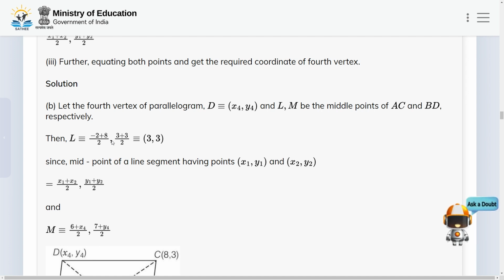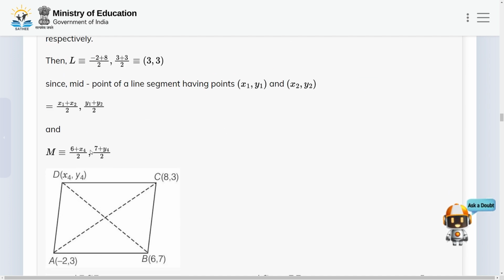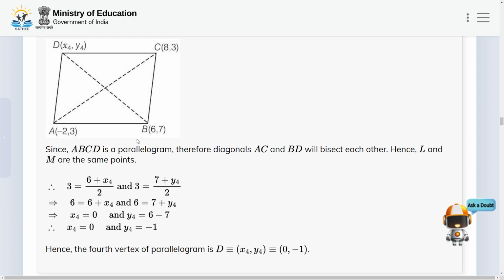And since the midpoint of a line segment having points x1 comma y1 and x2 comma y2 is equal to (x1 plus x2) by 2 comma (y1 plus y2) by 2, M is equal to (6 plus x4) by 2 comma (7 plus y4) by 2. And since ABCD is a parallelogram, the diagonals AC and BD will bisect each other. Hence L and M are the same point.